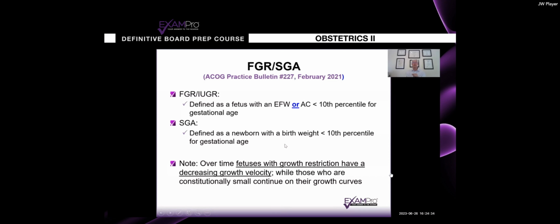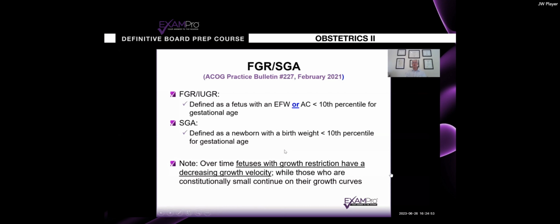What's the other way to tell? In the live course, I would just wait for somebody to answer, but the other important distinction is symmetric versus asymmetric indices. So the constitutionally small fetus would be symmetric. It would be 10th percentile, but all of its indices would be 10th percentile. The growth restricted fetus can be symmetric or asymmetric.